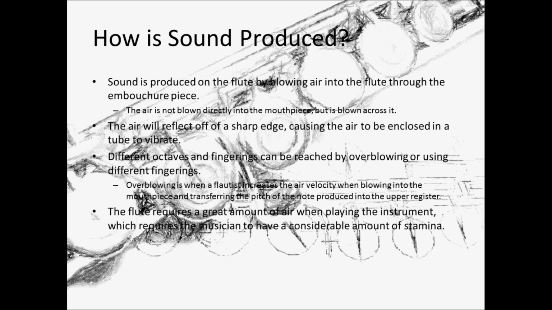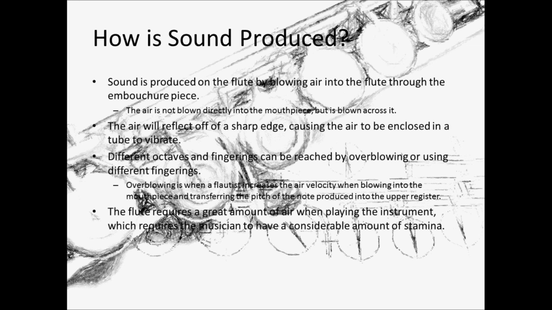How is sound produced? Sound is produced on the instrument by blowing air into the flute through the embouchure piece. The air is not blown directly into the mouthpiece, but is blown across it. The air will reflect off a sharp edge, causing air enclosed in a tube to vibrate.